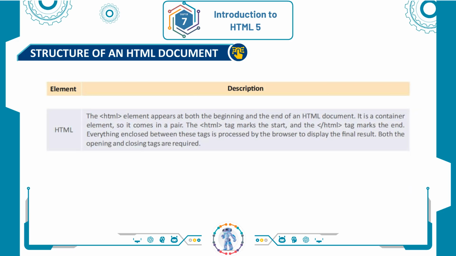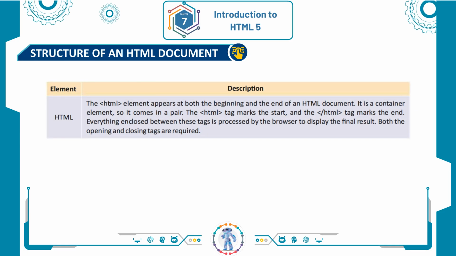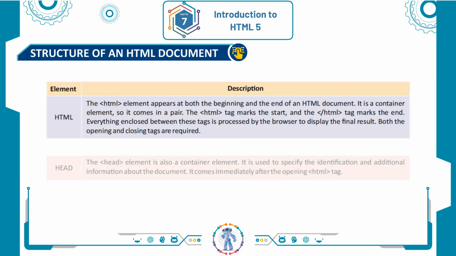Element description: HTML. The HTML element appears at both the beginning and the end of an HTML document. It is a container element, so it comes in a pair. The <html> tag marks the start, and the </html> tag marks the end. Everything enclosed between these tags is processed by the browser to display the final result. Both the opening and closing tags are required.